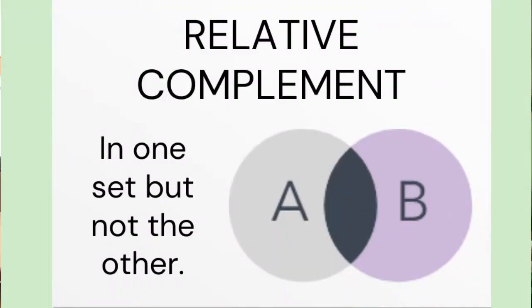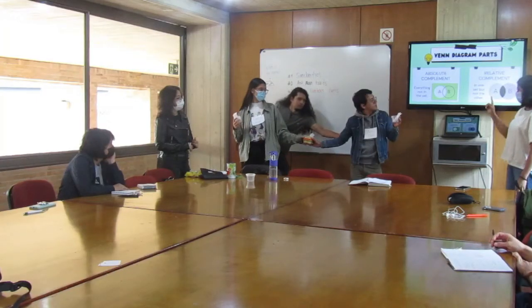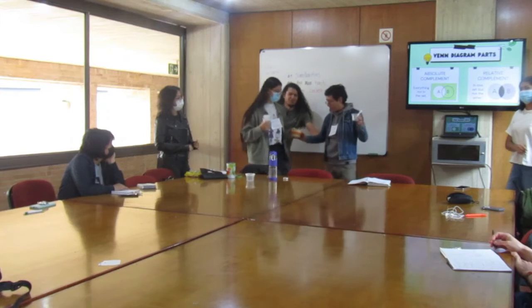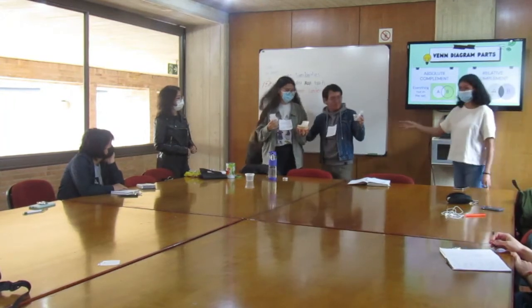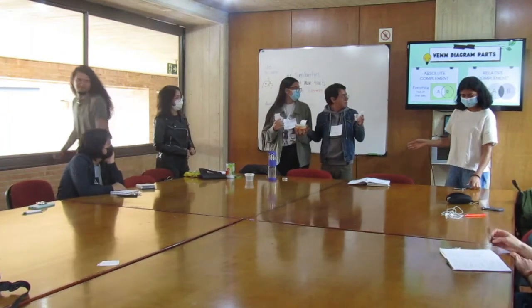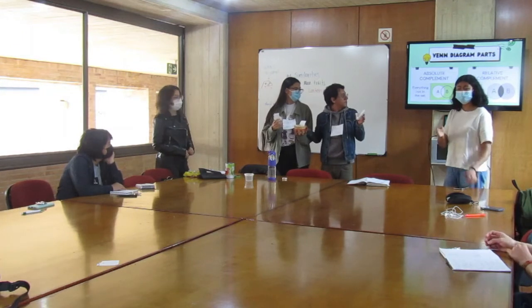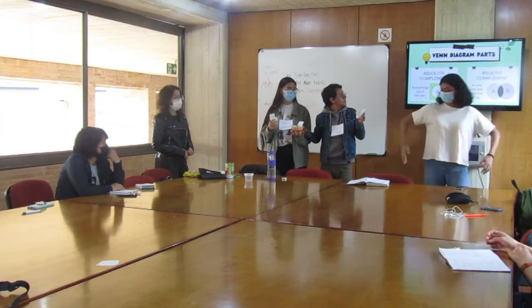And the relative complement is the other way around. Everything in one set, but not in the other set. So if you were to point it out on their bodies, what would it be? The right arm. Sorry? The right arm.